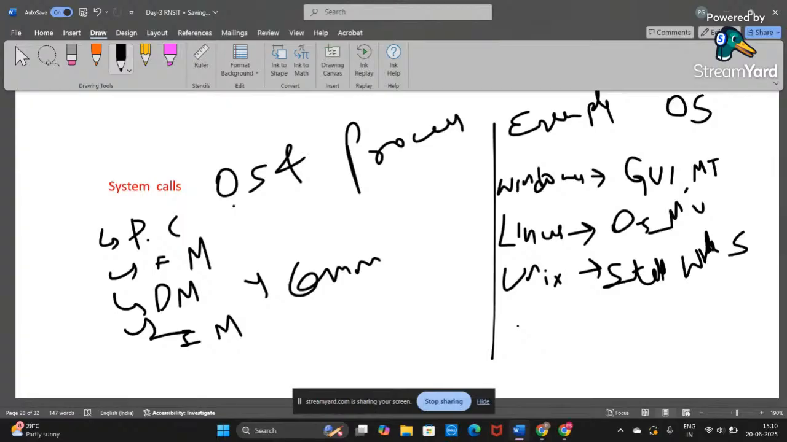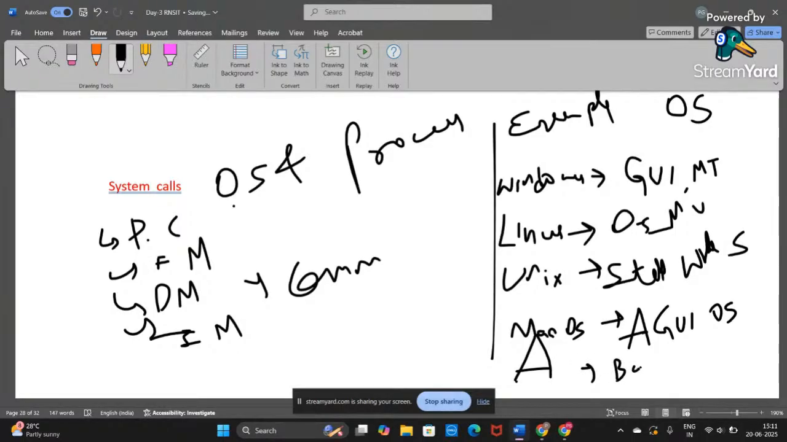Mac OS is Apple's GUI OS. Mac operating system is Apple's graphical user interface OS. Android is based on the Linux kernel.